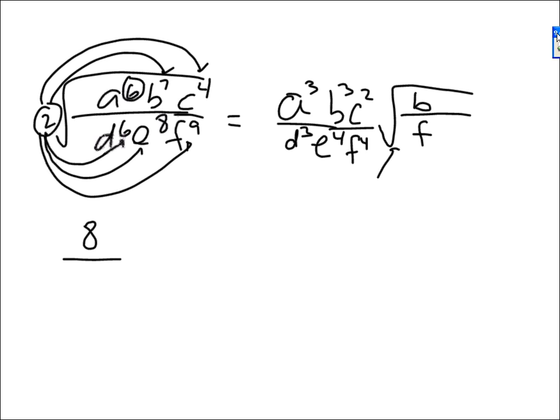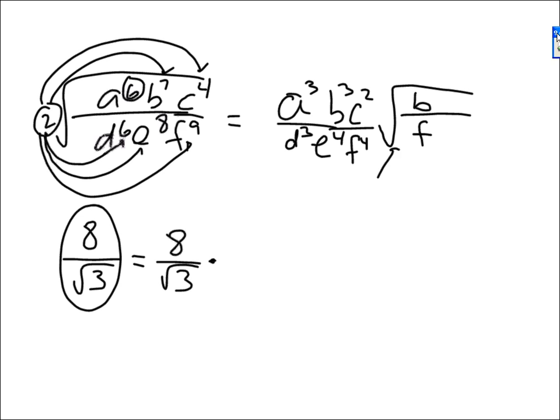Final answers should not have radicals in the denominator. This is called rationalizing the denominator, getting rid of any radicals in the denominator. So what I want to do is change the way what I just circled looks. I don't want it to have radicals in the denominator. That means I'm going to multiply by 1.